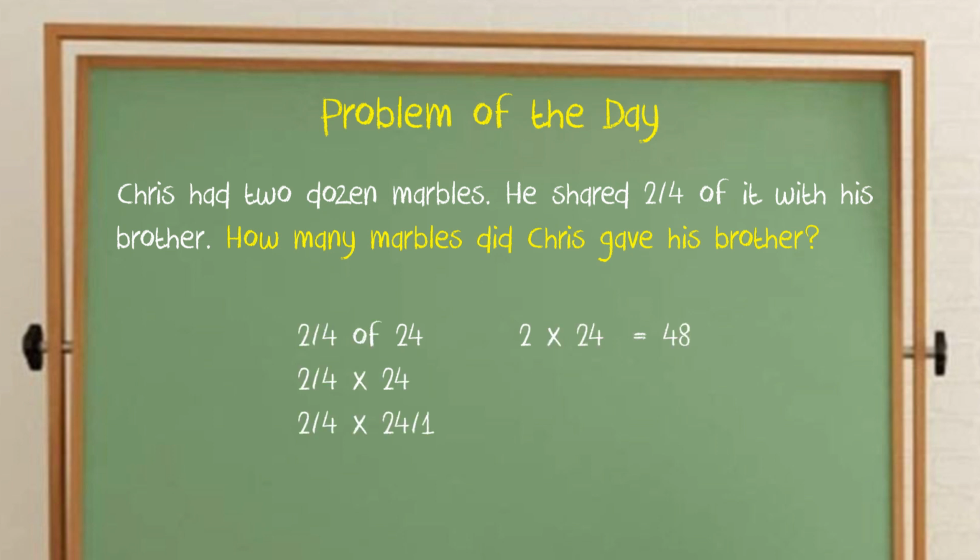2 times 24 equals 48. 4 times 1 equals 4. So we have 48 divided by 4. How many groups of 4 could we get from 48? 12 groups of 4. Therefore, Chris shared 12 marbles. So 2/4 of 24 is 12. Boys and girls, do you have that answer?